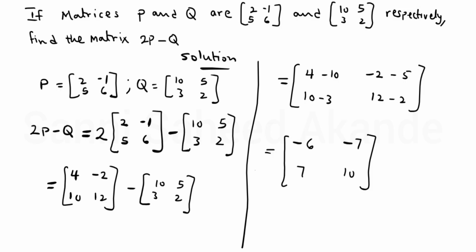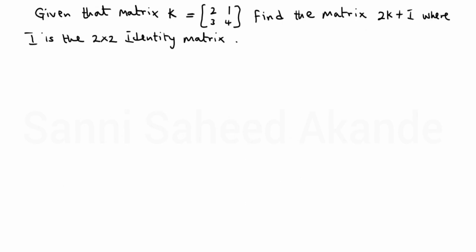So let's continue. We have another question here. The question says, given that matrix K is given as this, then find the matrix 2K plus I, where I is the 2 by 2 identity matrix. Solution. So we're given K to be equal to 2, 1, 3, 4.